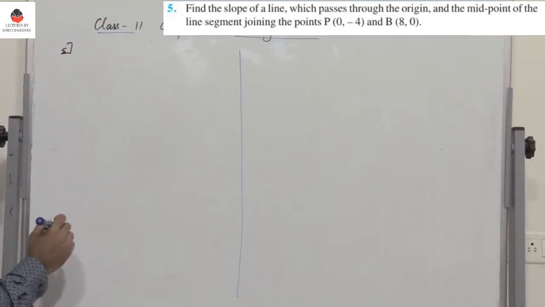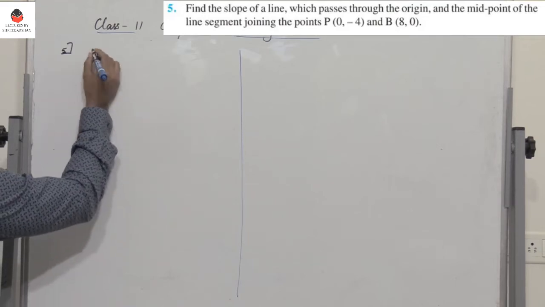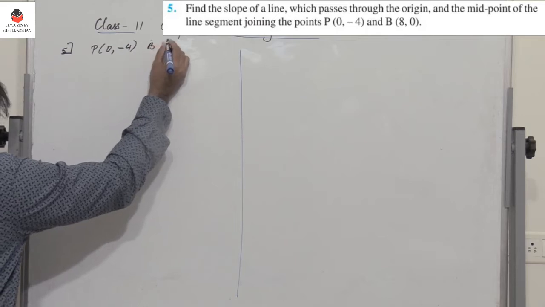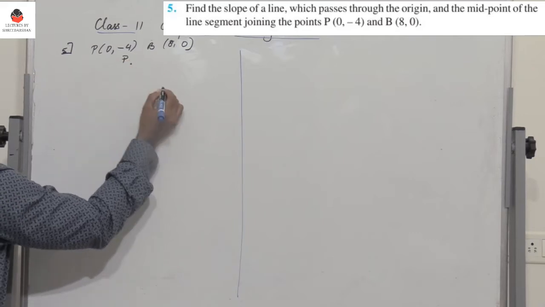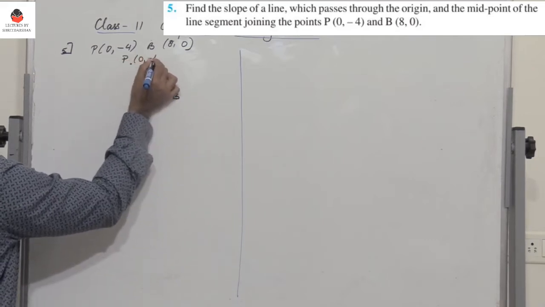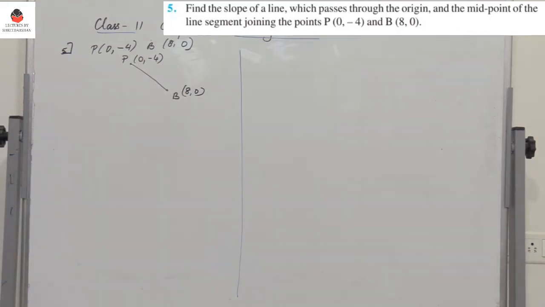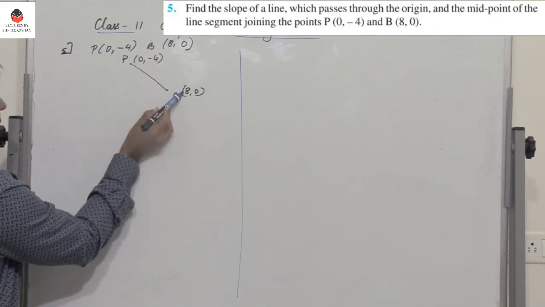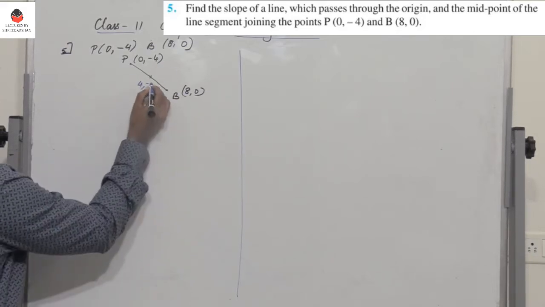Question 5. Find the slope of a line which passes through the origin and the midpoint of the line segment joining the points P 0 comma minus 4 and B 8 comma 0. So I have 2 points P and B. So this is 0 comma minus 4 and this is 8 comma 0. So let me join these two. Now I need to find the slope of a line which passes through the origin and the midpoint. So first let me find the midpoint of P and B. So midpoint is 0 plus 8 by 2 is going to be 4 and minus 4 plus 0 by 2 is going to be minus 2.